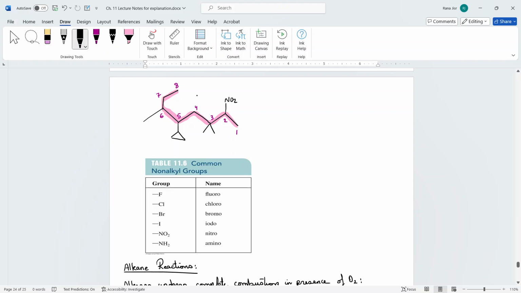So if I want to name this, then on 5 I have a cyclopropyl. So the cyclopropyl, the C comes first. And then I have the methyl. I have 3 of them actually, on carbons 3 and 6. So I have a 3, 3, and 6 trimethyl. The M is going to come next in there. And then, of course, the nitro, it's an N, so the M comes before the N. So that is going to be a 2-nitro. And then the name is going to be octane at the end.